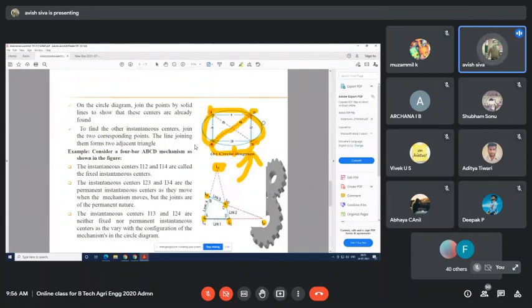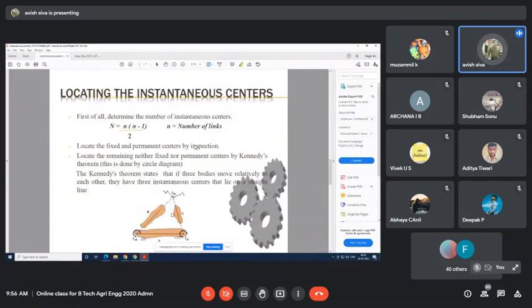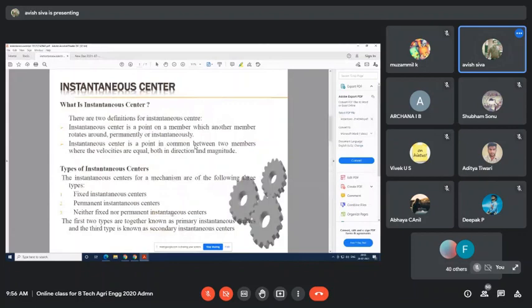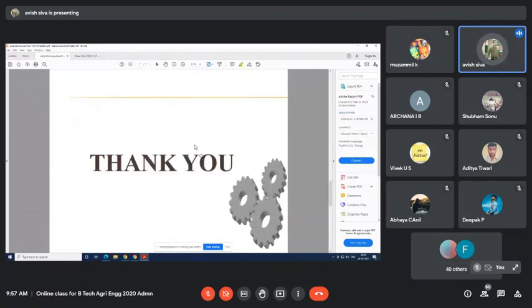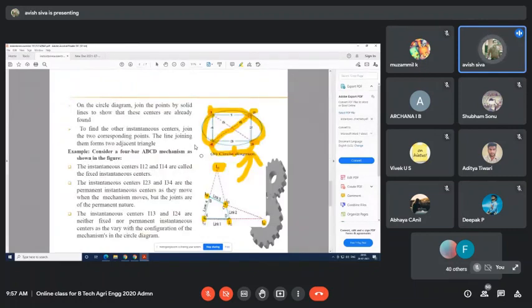Okay, very simple thing. Go through the instantaneous centers. Last year I sent your seniors the recorded class on instantaneous centers, and I will upload that in your group. You go through the recorded class also, and also go through the definitions and all the things mentioned in this slide.